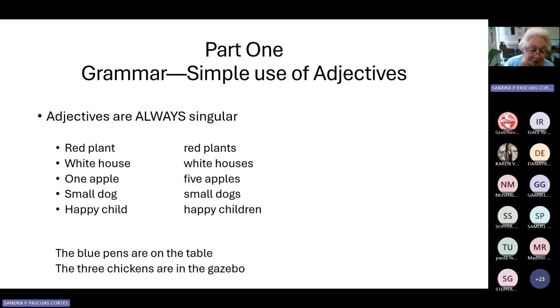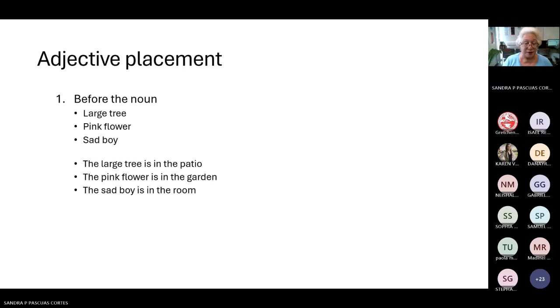Okay, we continue. Now, on the other slide, we talked about placement. Remember, it's always before the noun. Large tree, pink flower, sad boy. These are singular. In Spanish, it is different, so we have to remember that in this case, we are either speaking or writing. It is before the noun.